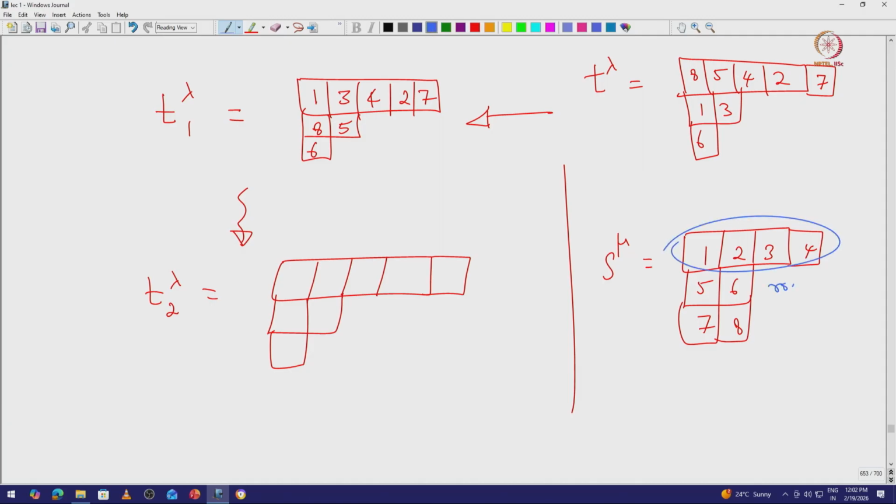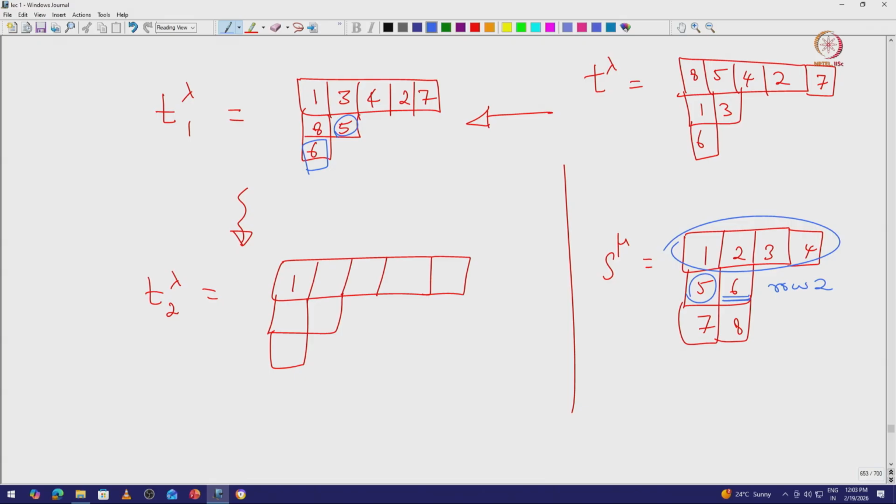Now, look at row 2. Row 2 has the elements 5, 6. Identify them in T1 lambda and see where they are appearing. Look at 5: 5 is already in row 2, so we do not need to do anything with that, we just keep it as it is. Look at this element 6: the 6 is appearing in the third row of T1 lambda.